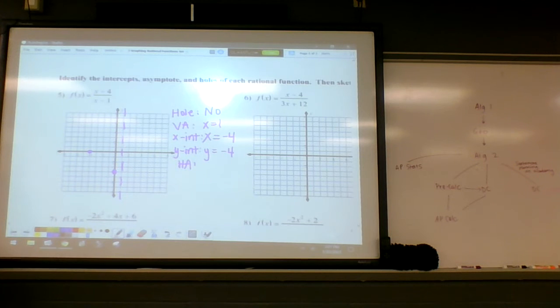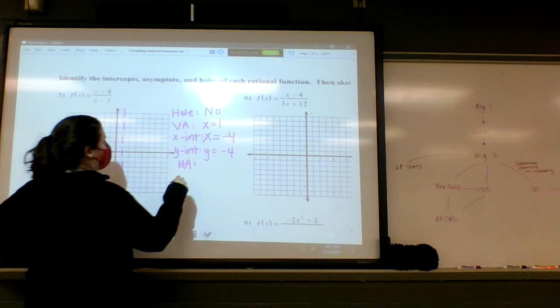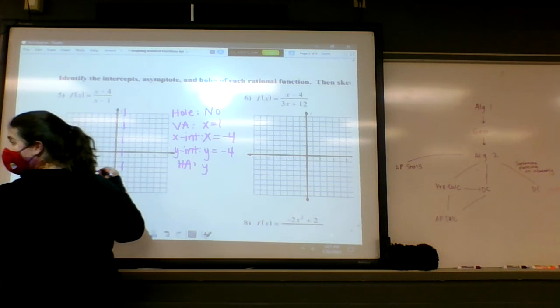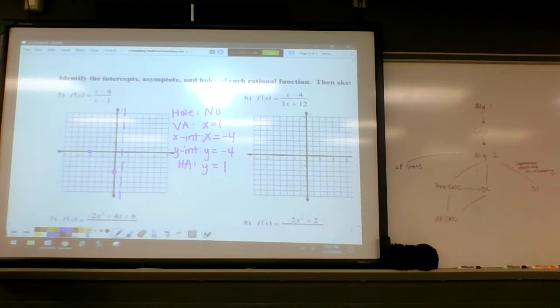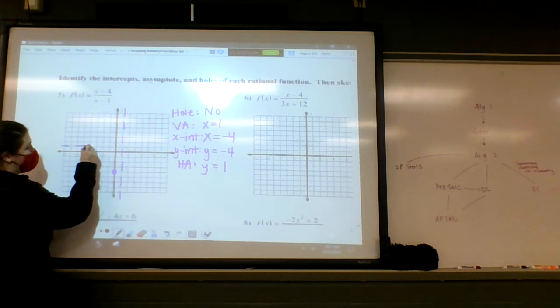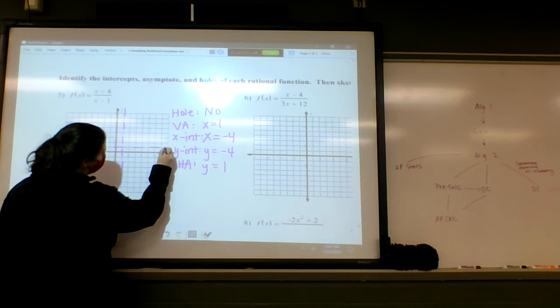All right, and last but not least, horizontal asymptote. What did you say? 1. What do you think? 1? I agree. Yes, I agree with Ethan. And so what does a horizontal asymptote look like on your paper? Dotted line, but this time it's going horizontally through 1.